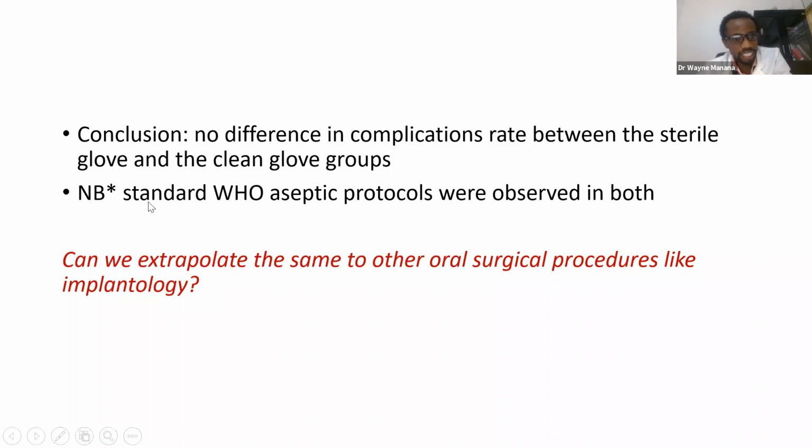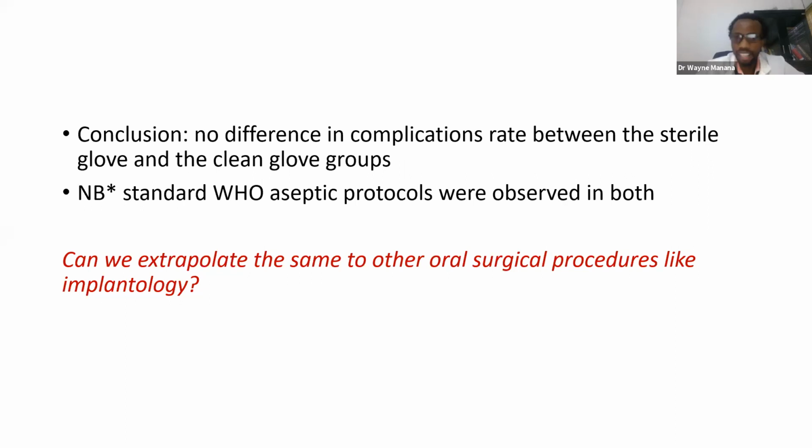An important caveat here is that in both categories, we still have to observe the standard WHO aseptic protocols. What does that mean? It means that in as much as we wear clean gloves, not sterile gloves, for third molar surgery, we should not be touching our gowns with the gloves. We should not be touching light handles. We should be scrubbing our hands to the elbow level. We should not be touching any other surfaces.